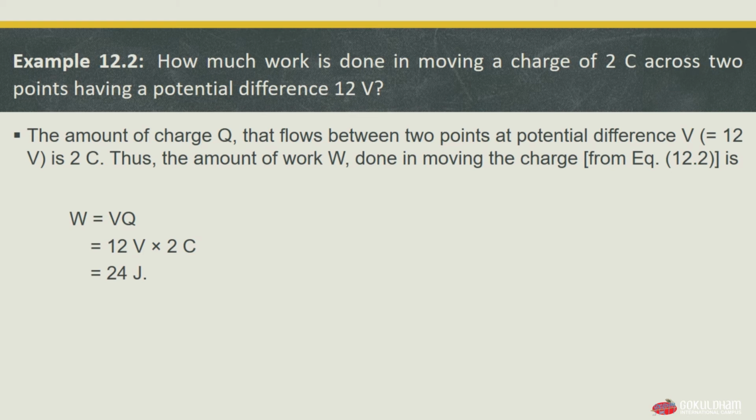So W equals V into Q. Using this formula, we are going to find our work done. The value of volt is given as 12 V and the value of coulomb is given as 2 C. So W will be equal to 12 V into 2 C, which is equal to 24 J. J is for joule, meaning work done is calculated in terms of joules. So the work done in this case is 24 joules. This is our answer for example 12.2.